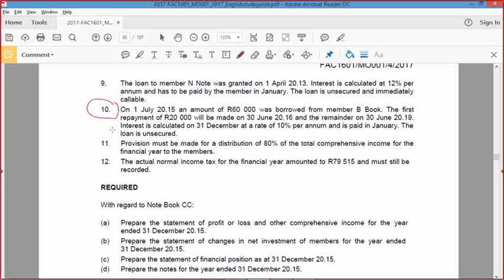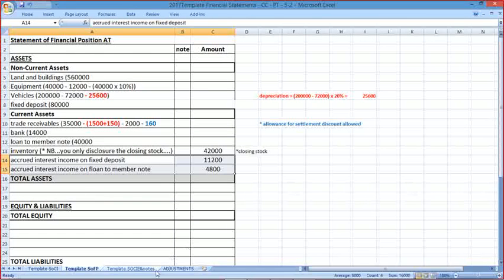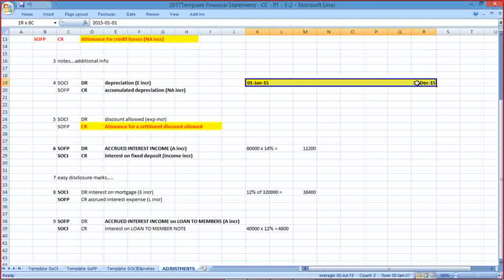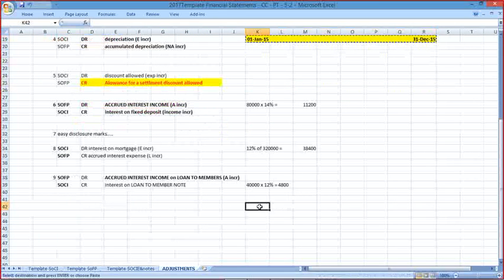Next says on the 1st of July 2015, so that's like half year. Yes, that's important. An amount of 60,000 was borrowed from member B book. So now we've borrowed money from a member. Correct. So what is a loan from a member? A loan from a member is a liability. Good. You got it.